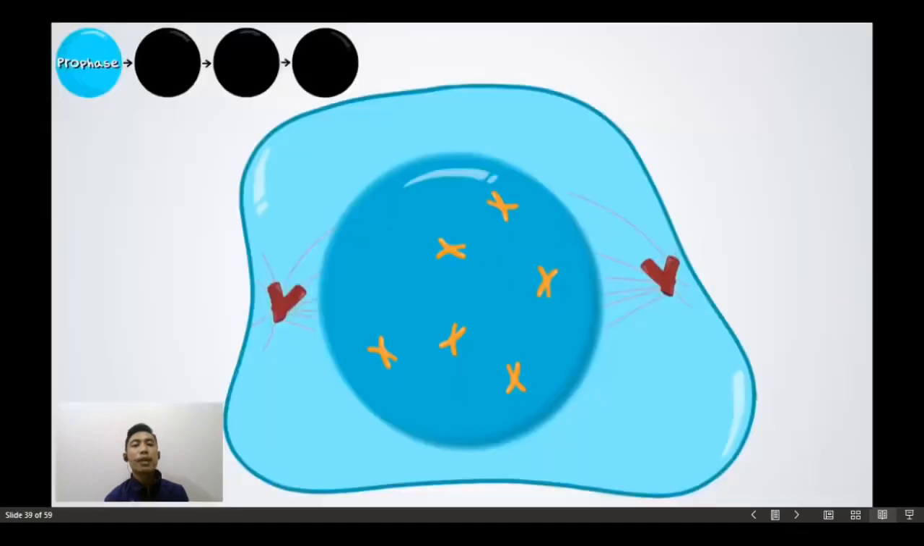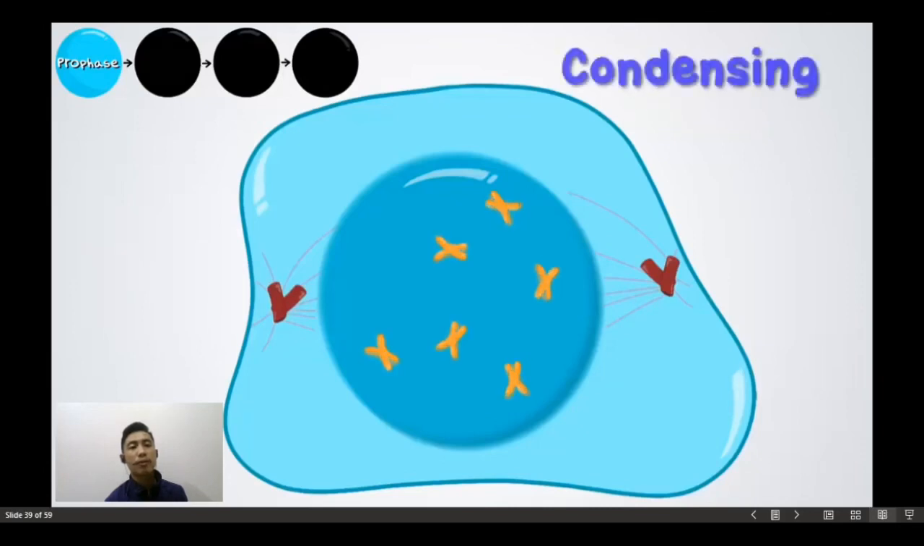Okay? In prophase, this is what happens. From chromatin strands, they condense together to form chromosomes, and these chromosomes are now visible under the microscope. Aside from that, the nuclear envelope or nuclear membrane starts to disintegrate. And also, still in prophase, the centrioles of animal cells start to migrate to the opposite poles of the cell. And lastly, the spindle fibers start to form, and also start to attach to the kinetochores of the individual chromatids.